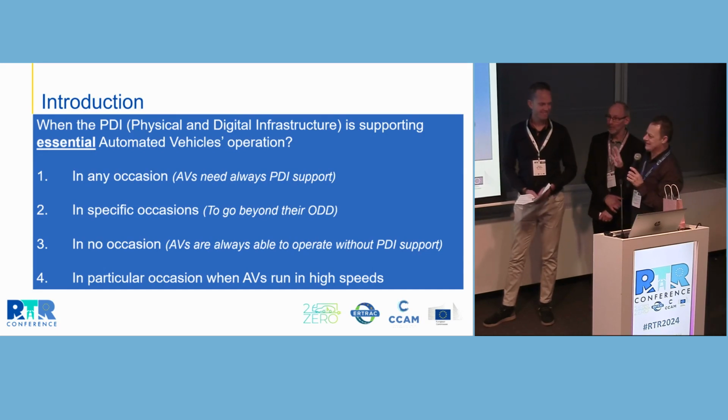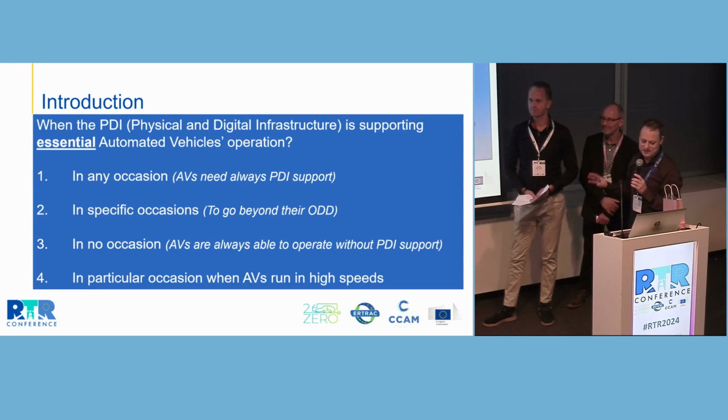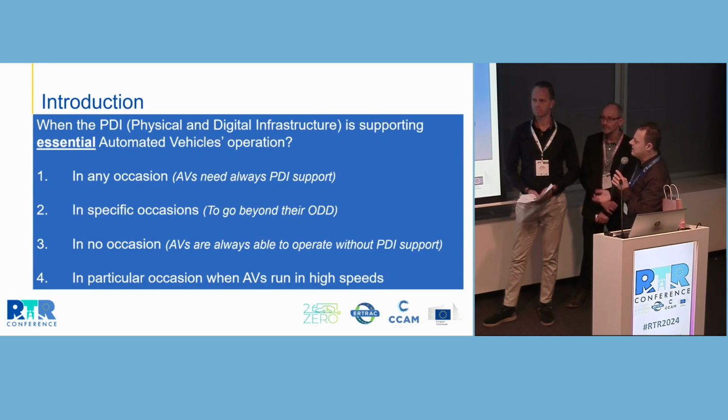Second question: when is the PDI, the physical and digital infrastructure, supporting essential automated vehicles operation? First, in any occasion, so that automated vehicles always need the PDI support, no matter the situation they are in. Second, in specific occasions, where they expect to go beyond their ODD, I mean, what they already have in their knowledge. Third, never; in any occasion, automated vehicles are always able to operate without any PDI support. And the last one, in the particular occasion when the automated vehicles run at high speeds.